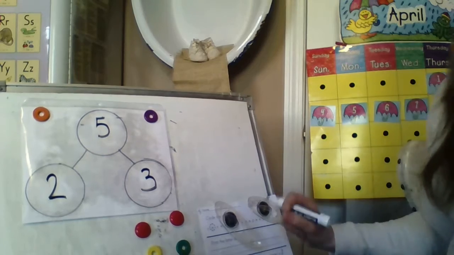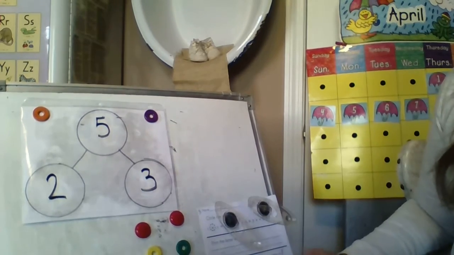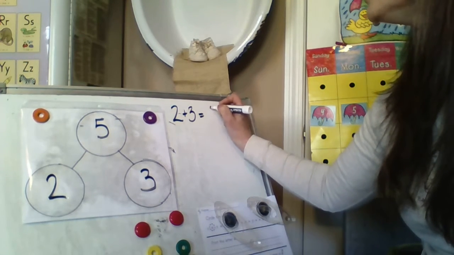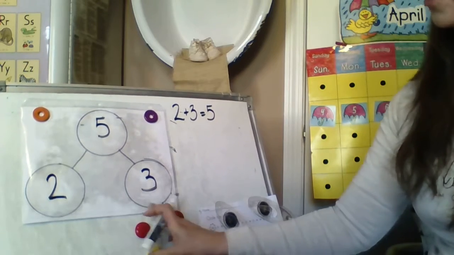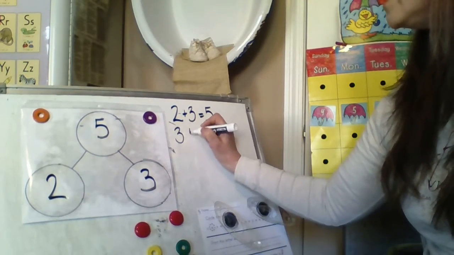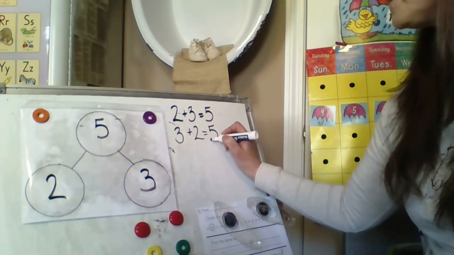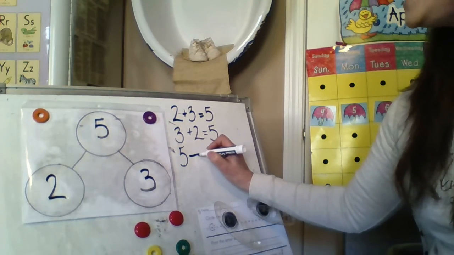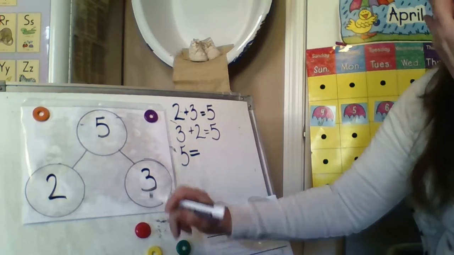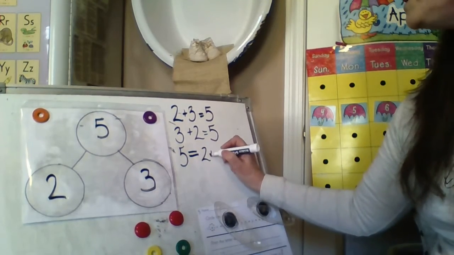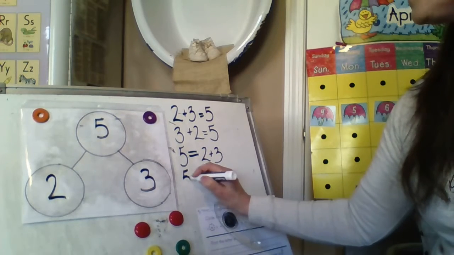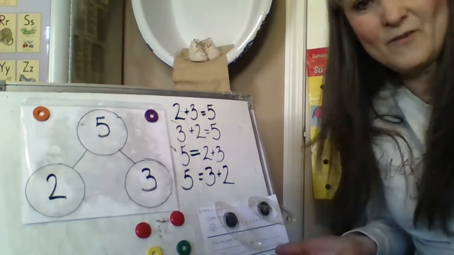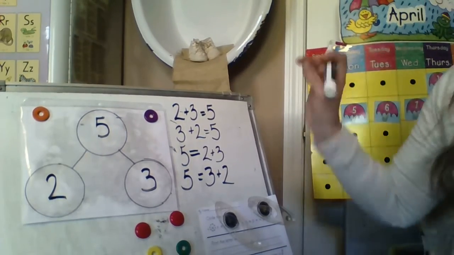Can you tell me the addition equations you would write using this number bond? That's right. It would be 2 plus 3 equals 5. Or we can go backwards and do a turnaround. 3 plus 2 equals 5. Or we could start with the 5 and say that 5 equals what? 2 plus 3. Or 5 equals 3 plus 2. Well, you're saying that's already, we know that. But what do you think?